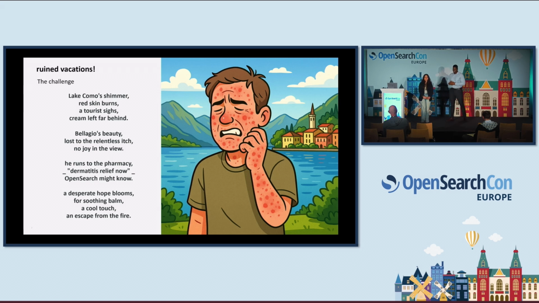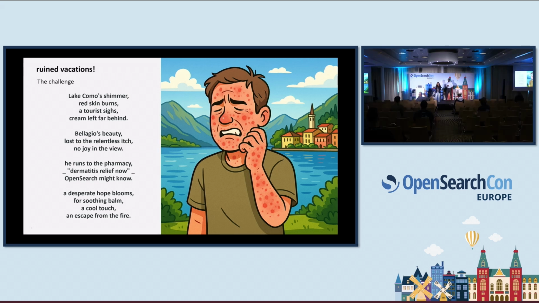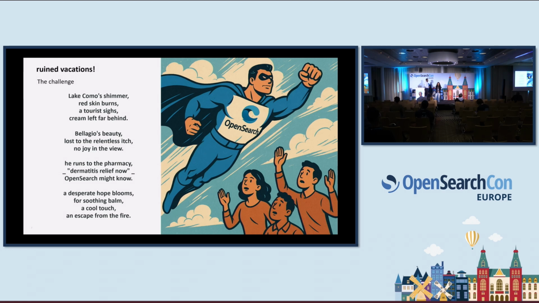OK, so let's try to capture the feeling of the challenge we're trying to solve. Ruined vacations. Lake Como shimmers. Red skin burns, a tourist sighs, cream left far behind. Bellagio's beauty lost to relentless itch, no joy to the view. He runs to the pharmacy, dermatitis relief now. Opensearch might know. A desperate hope blooms for soothing balm, a cool touch, an escape from the fire. Great. So you might have guessed it. Today, Opensearch is the technology that's going to save the day. And yeah, let's move on.